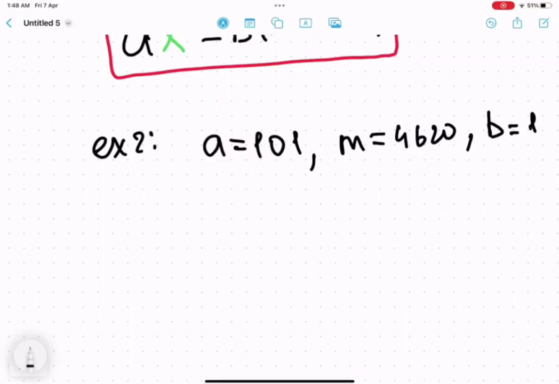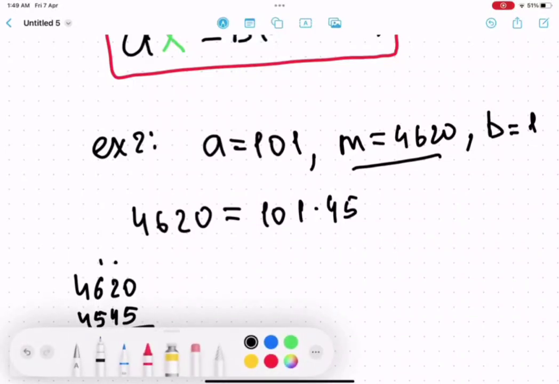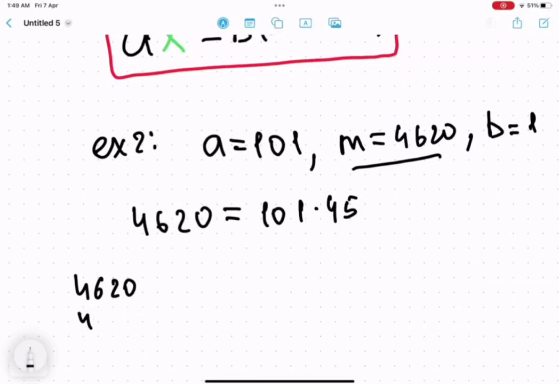How can we do this? We should write our modulo first, equal to 101 times, and how many times do we have 101 in the modulo? We have 45 times, and here 4620 minus 45 times 101, so we have 75 as a remainder.